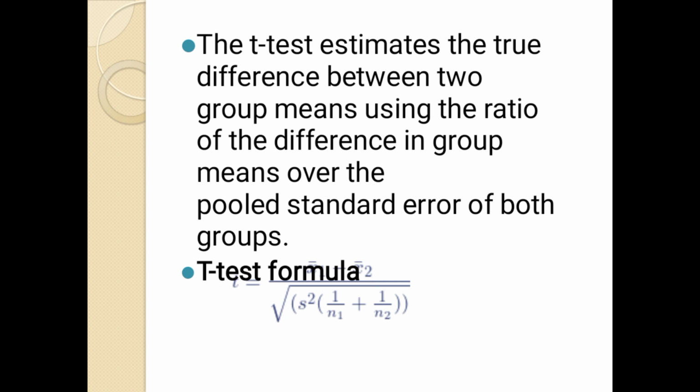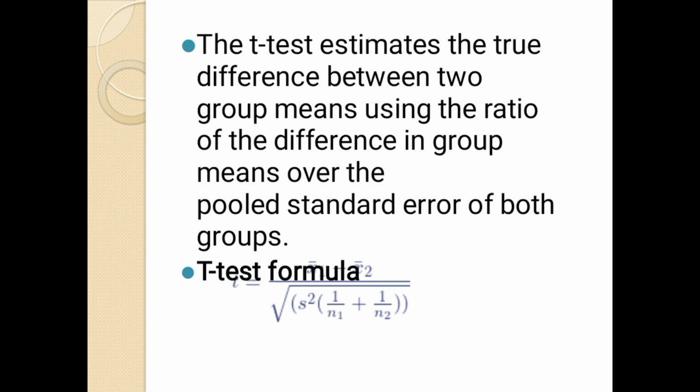The t-test estimates the true difference between two group means using the ratio of the difference in group means over the standard error of both groups. It estimates the difference between two group means, not individual group data. So the t-test estimates the true difference between two group means using the ratio of the difference in the group means to the standard error of both groups.